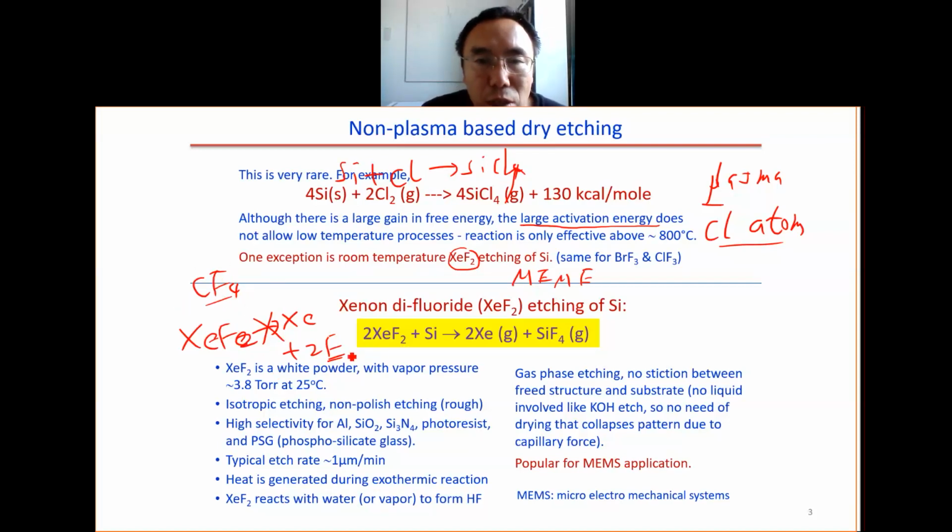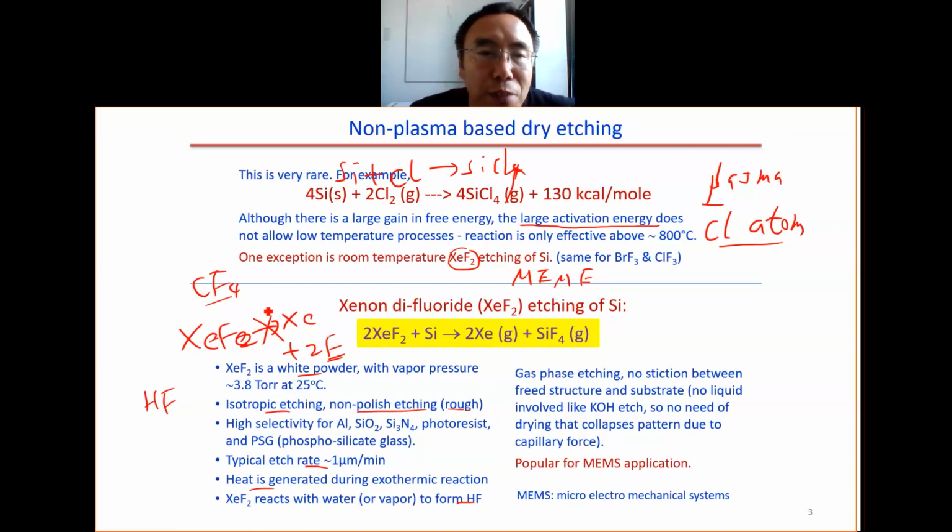Now let's look at the properties of xenon difluoride. It is a white powder with a good vapor pressure at room temperature. It gives isotropic etching with a rough surface and has high selectivity over aluminum, silicon oxide, or silicon nitride. We know that HF will etch aluminum, but xenon difluoride will not etch aluminum, oxide or nitride. The etching rate is fast enough, there is heat generated, and xenon difluoride reacts with water vapor to form HF, so we have to store it in a dry place.